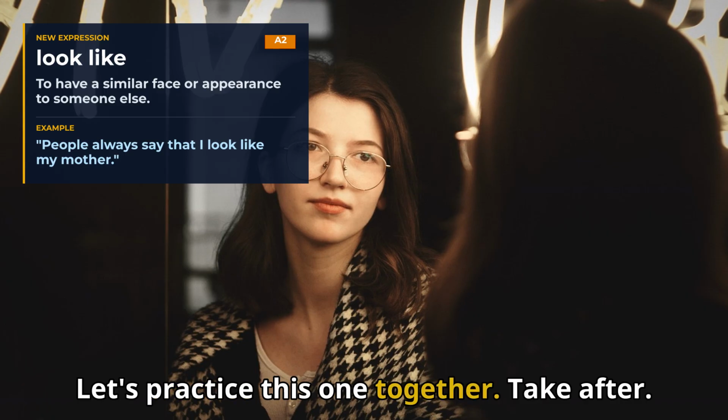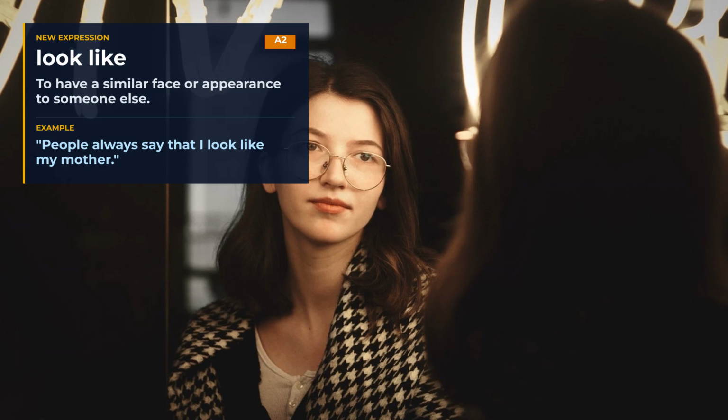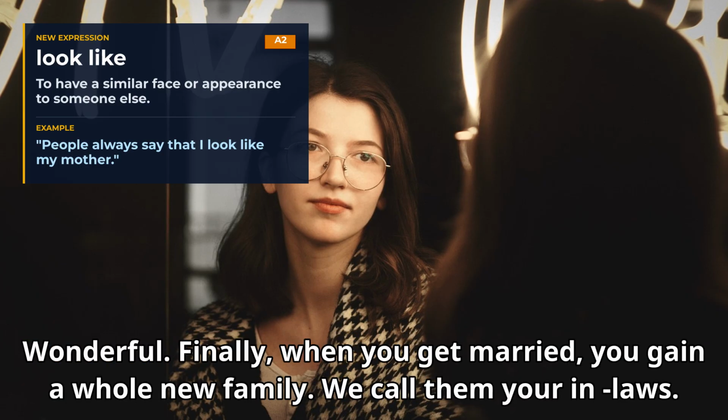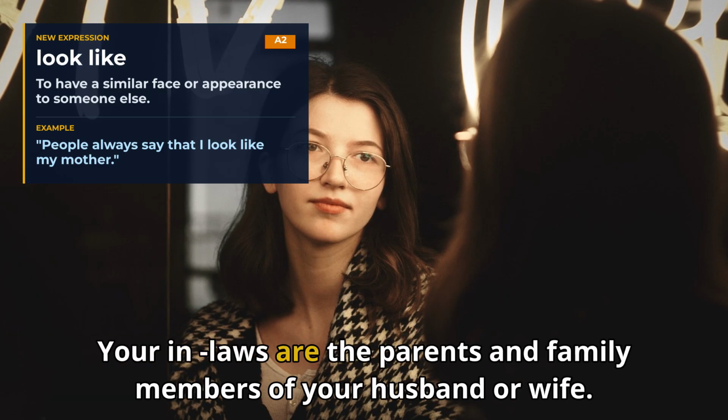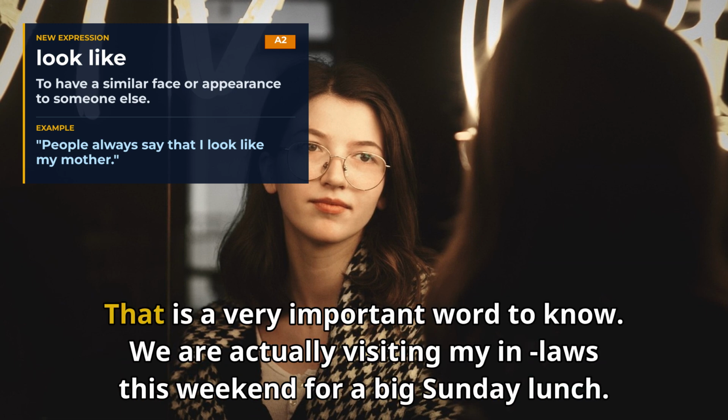Let's practice this one together. Take after. Your turn to say it. Take after. Wonderful. Finally, when you get married, you gain a whole new family. We call them your in-laws. Your in-laws are the parents and family members of your husband or wife.